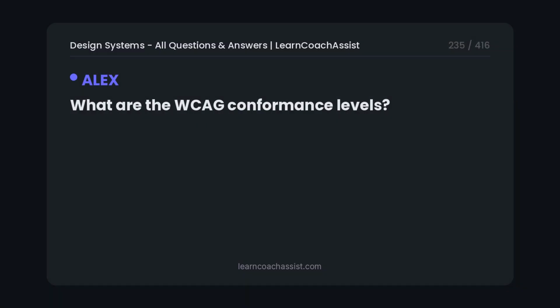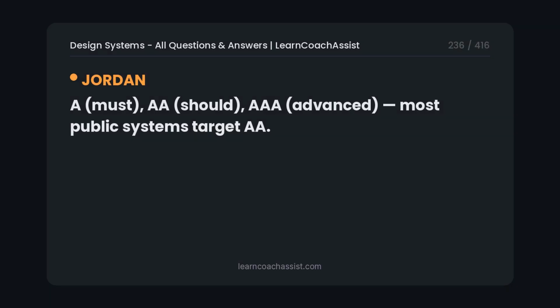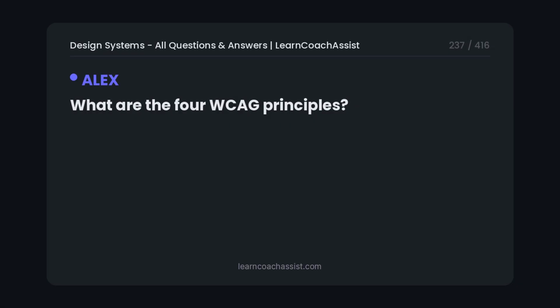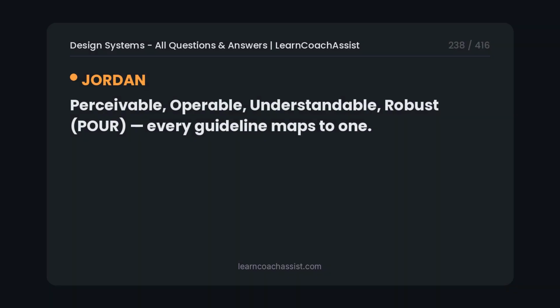What are the WCAG conformance levels? A, must, AA, should, AAA, advanced, most public systems target AA. What are the 4 WCAG principles? Perceivable, operable, understandable, robust, POUR, every guideline maps to one.